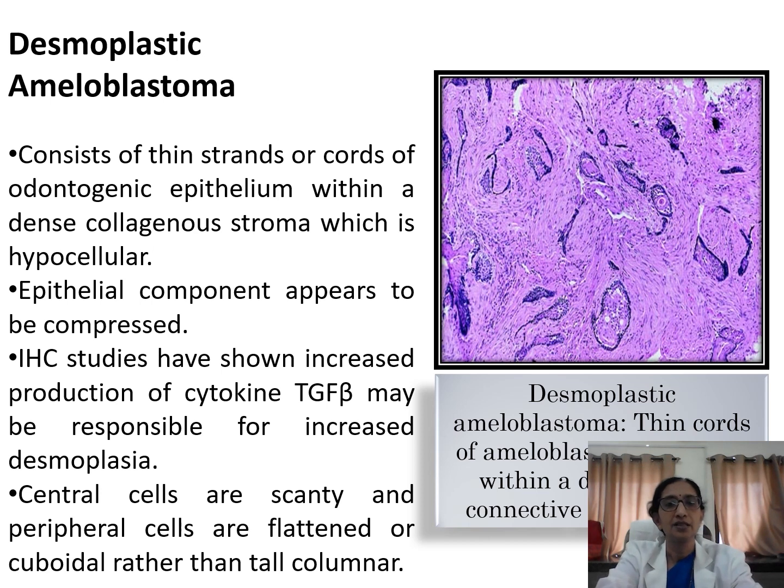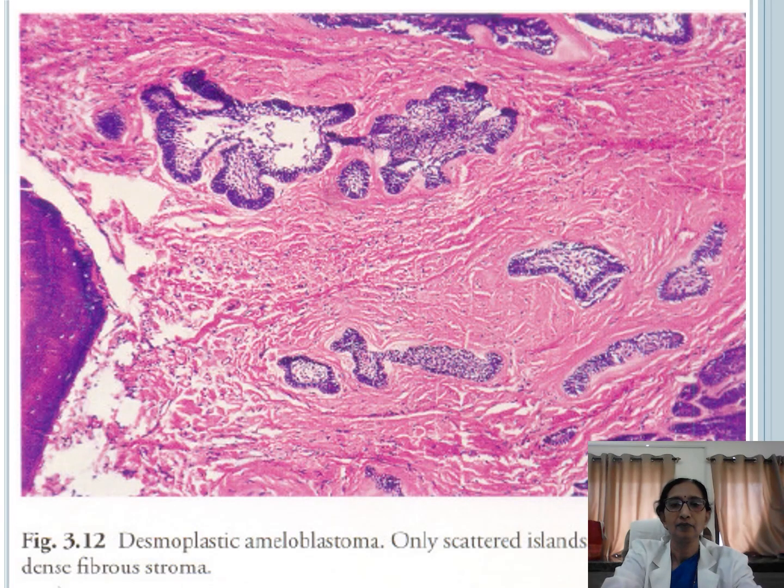Now next is the desmoplastic ameloblastoma. This consists of thin strands or cords of odontogenic epithelium in a dense collagenous stroma. Here the stroma is dense. The epithelial component appears compressed here. The central cells are scanty, and the peripheral cells are flattened or cuboidal rather than tall columnar. See, this is the desmoplastic ameloblastoma. The epithelial islands appear compressed, and there is a dense collagenous stroma.